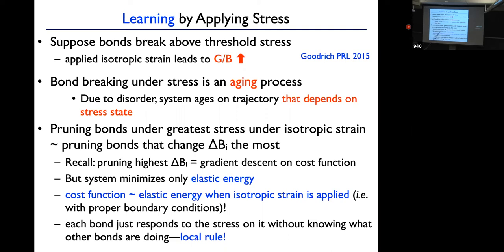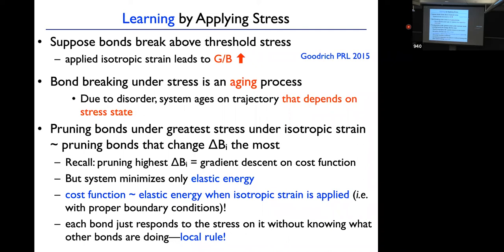But the only thing that the system wants to do gradient descent on is the elastic energy. So in the aging process, it's just physics. The system just wants to minimize elastic energy. Okay, so that's what it's saying: the cost function is really similar to the elastic energy when I apply the right boundary condition, isotropic strain.